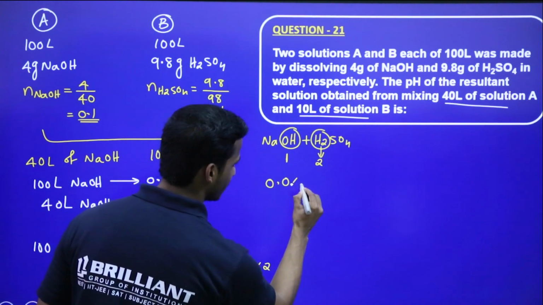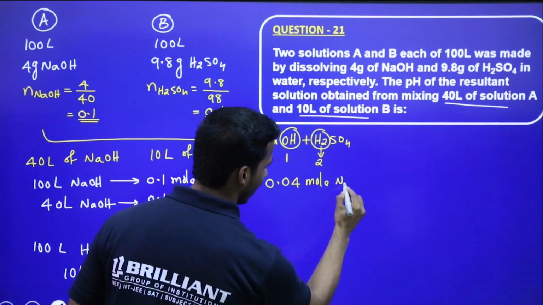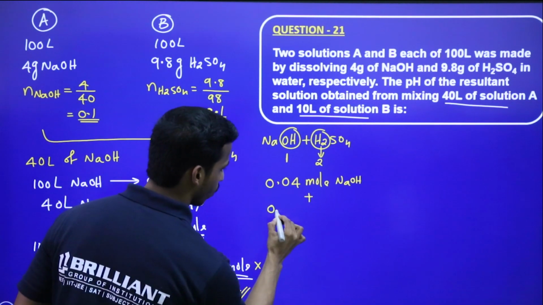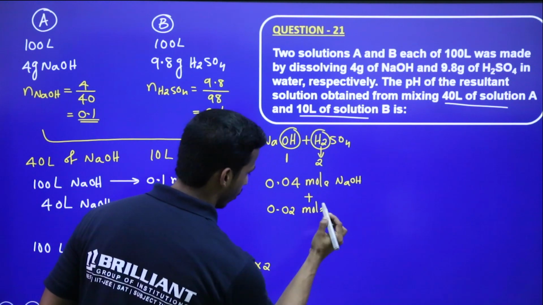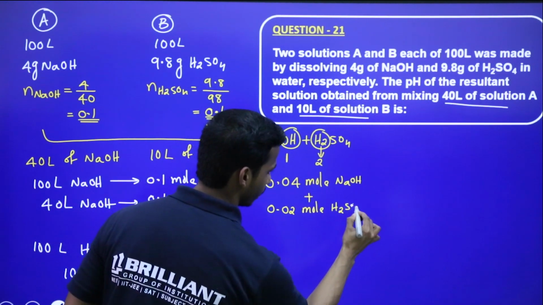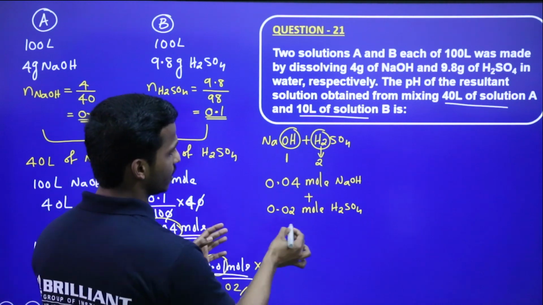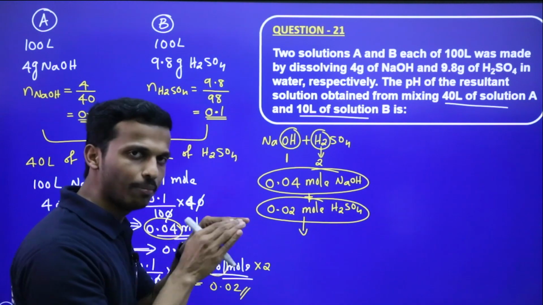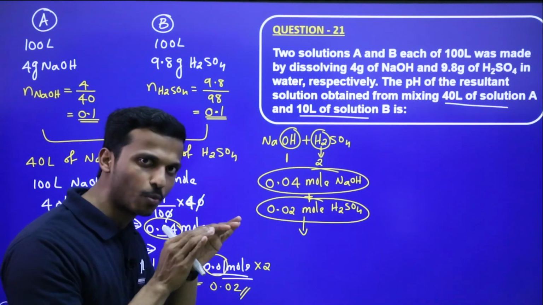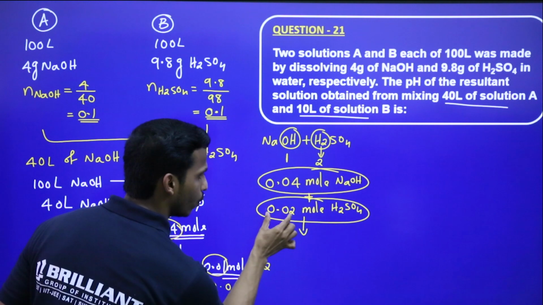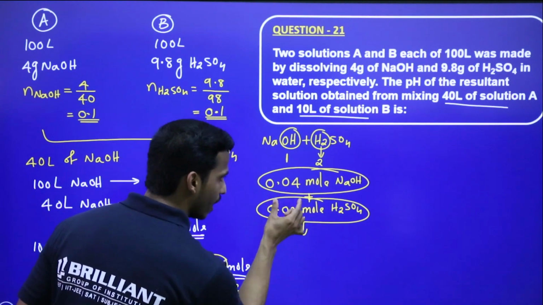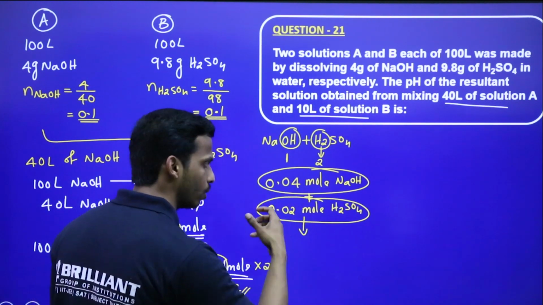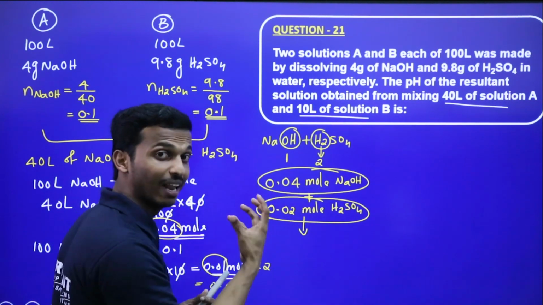0.04 mole of NaOH is going to react with 0.02 mole of sulfuric acid. Okay, fine. If these two species are reacting with each other, see which is the limiting reagent here? 0.02, right? Smaller in amount. So 0.02 mole of H2SO4 will react with 0.02 mole of NaOH. Okay, it will neutralize. So how much NaOH is left in the system?